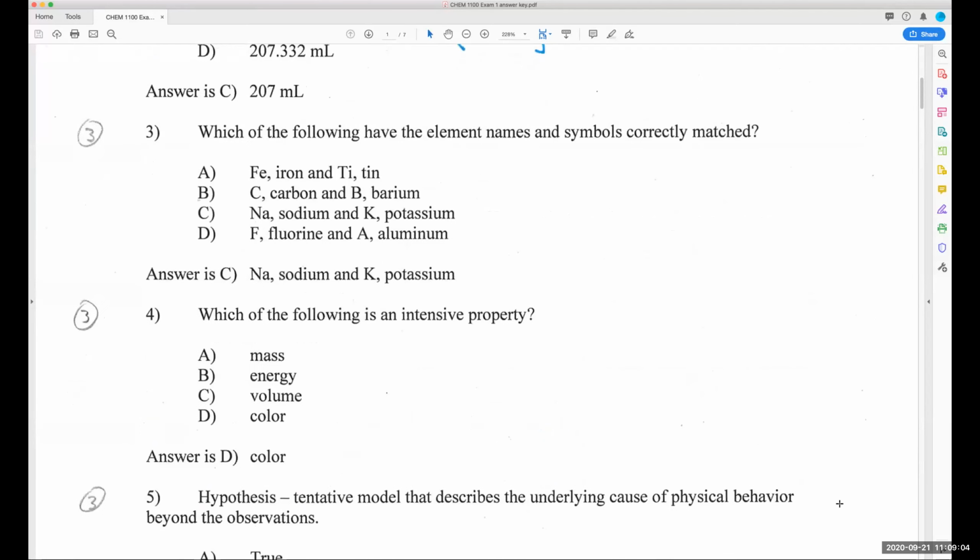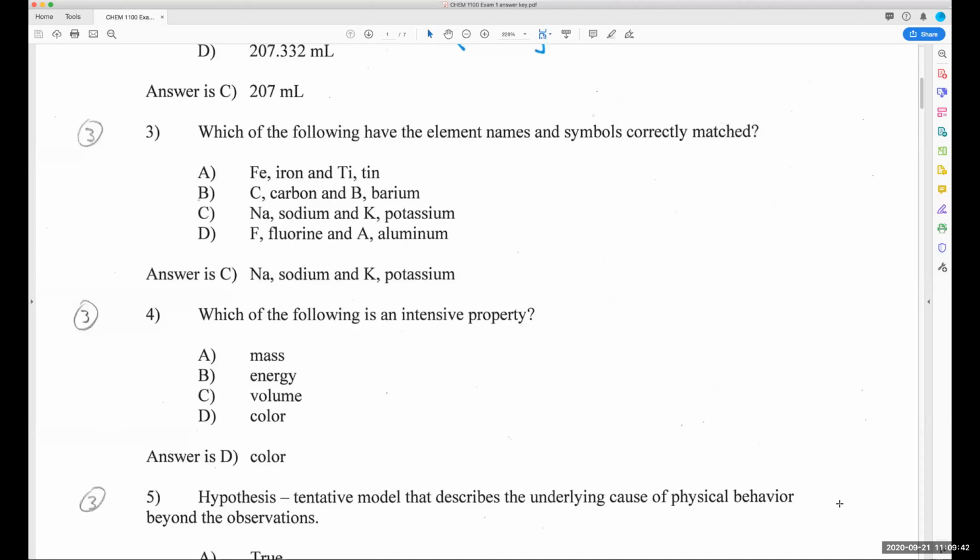Question 3, which elements, names and symbols were correct? The answer was C, sodium's Na, potassium is K. The others have something wrong. In the first one, Fe iron and Ti tin, what's wrong with that one? Does anyone know? Tin is Sn. Right, tin is Sn. How about the second one? C carbon, B barium. Barium's Ba, right. And then the last one, fluorine, F, and aluminum Al. Al is aluminum, great.